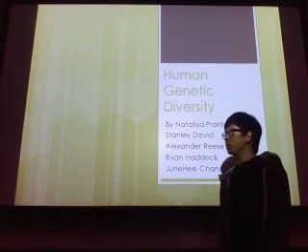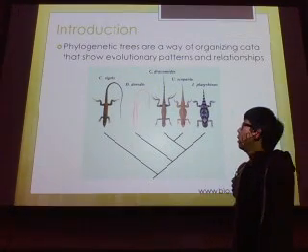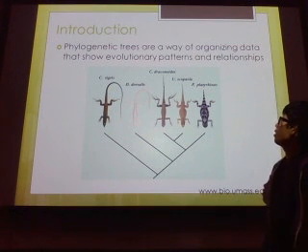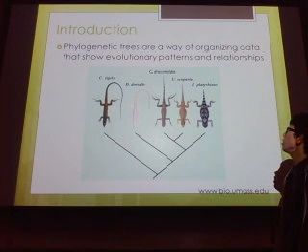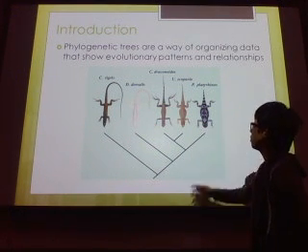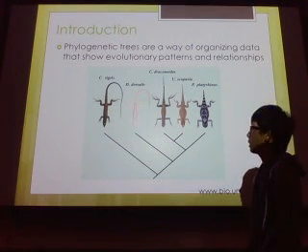This is our project on human genetic diversity. Phylogenetic trees are a way of organizing data that show evolutionary patterns and relationships. This is an example of phylogenetic trees of lizard.